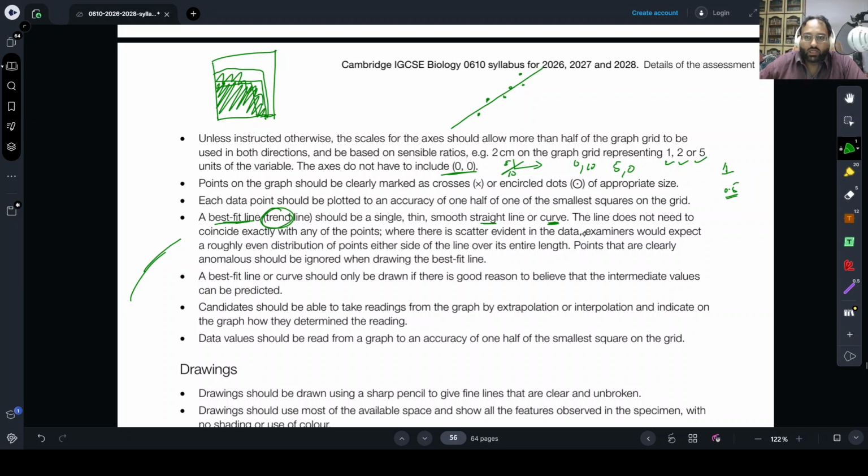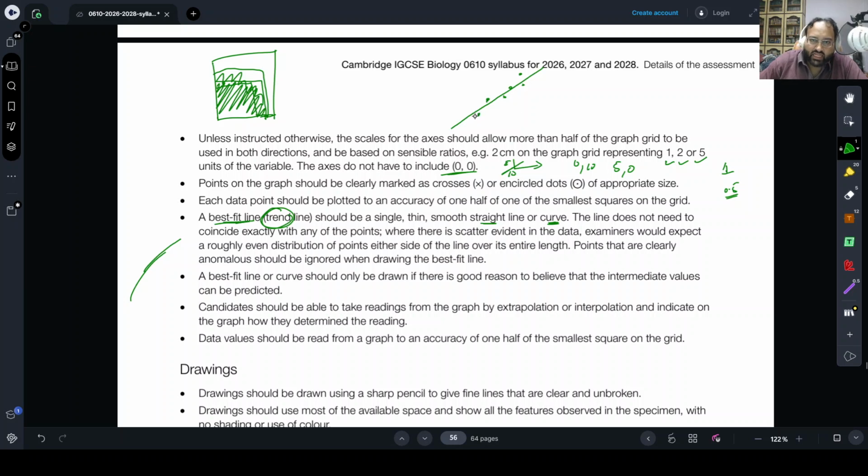Okay, so the line does not need to coincide with any of the points. Where there is a scatter evident in the data, the examiner should expect a roughly even distribution of points on either side of the line over its entire length. So something like this, where you have 3 points below the line and 3 points above the line, works.